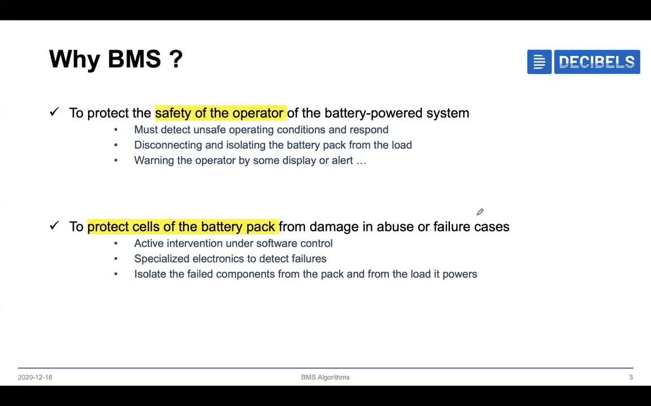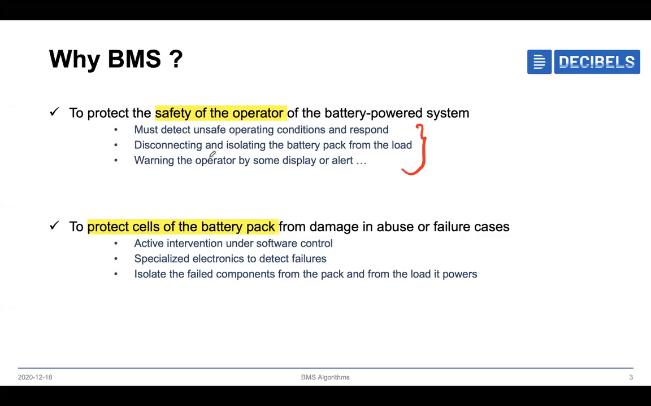The first and foremost important thing is the safety of the operator. So who is operating the battery pack, or who is in the vehicle. This BMS is solely responsible for the safety of the operator. So how can it give safety to the operator or the people in the vehicle, or to the whole vehicle itself? These are the things that the BMS has to do in order to give safety to the operator.